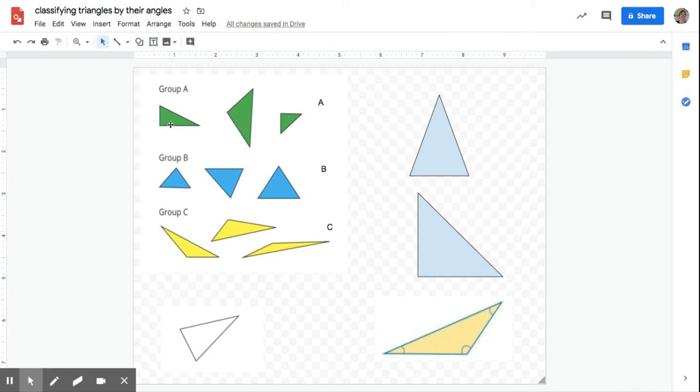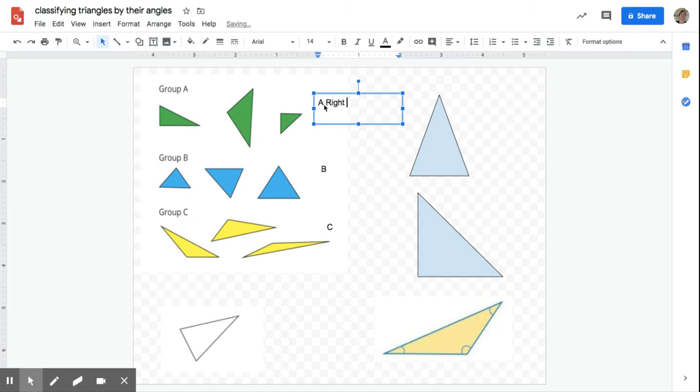If you'll notice, this group of triangles all have one right angle, just like this triangle over here. This triangle contains one right angle. And so therefore, I name all the triangles in this group right-angled triangles. That's the name of any group of triangles that has one right angle.